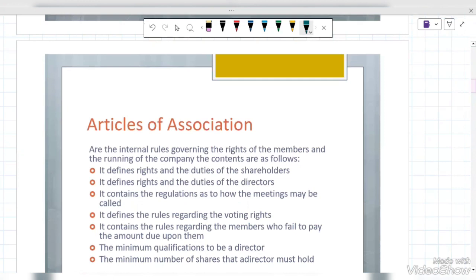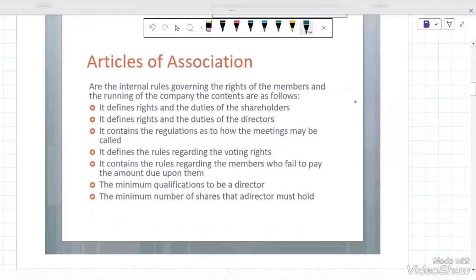Okay. So the second document is Articles of Association. What is it? This is also a very important document. It is mandatory, and if you do not have it, it means that you cannot convert into a limited company, or you cannot build up your company. So it is also very important.